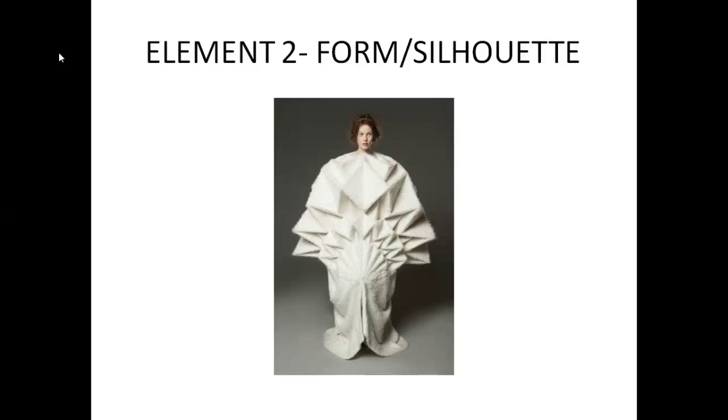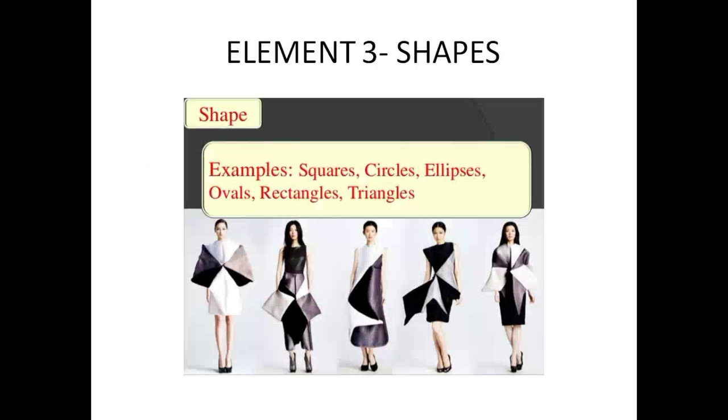The next one is shapes. Shape is the particular dimension a clothing is taking. It means shapes now, normal shapes, basic shapes that we know, and it is different from our body shapes. Our body has different kinds of shapes, and these shapes that clothing can take include squares, circles, ellipses, ovals, rectangles, triangles, hourglass, inverted triangles, several shapes.